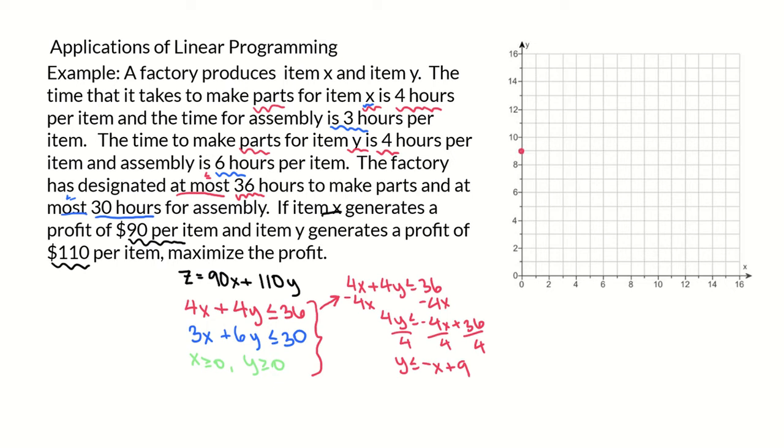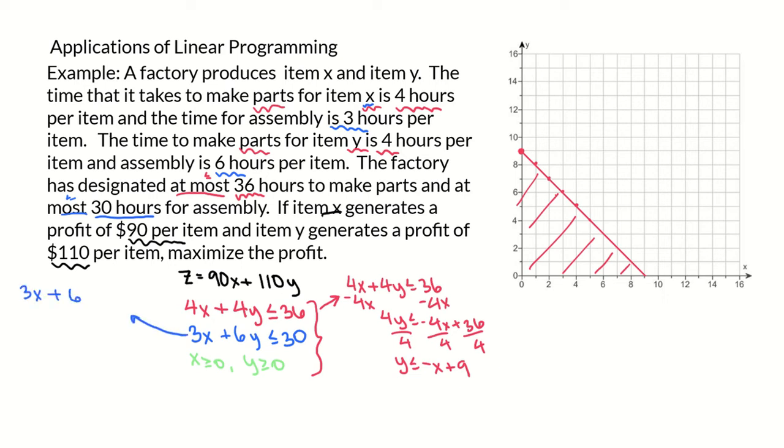So y-intercept is 9, and then the slope is negative 1. So we go down 1, right 1 to draw the slope. Okay, so there's our line. This inequality is less than or equal to negative x plus 9. So the area that we care about is below this line. Okay, next let's transform this inequality.